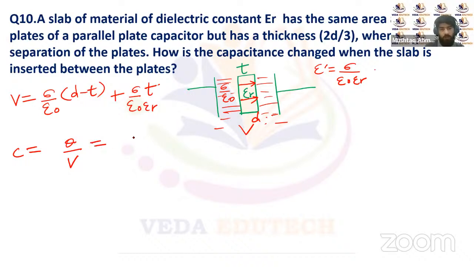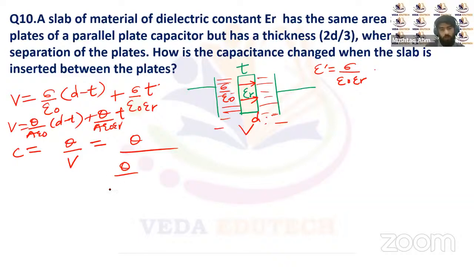We can write V equal to Q upon A epsilon naught times (D minus T), plus Q upon A epsilon naught into epsilon r into T. Now substituting the value of Q in this equation, it will be Q upon A epsilon naught multiplied by (D minus T), plus Q upon A epsilon naught into epsilon r multiplied with the thickness T.